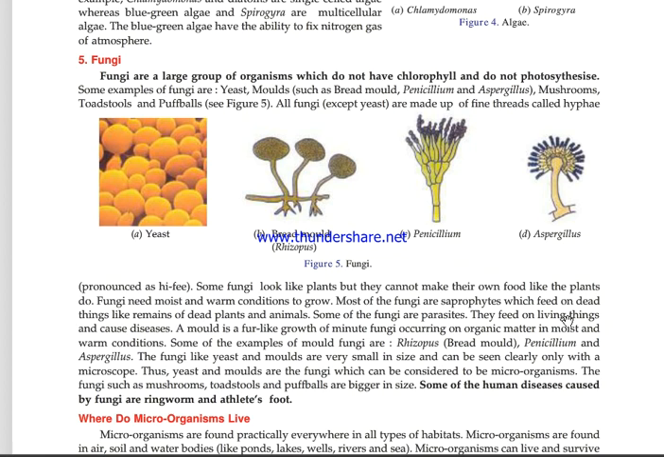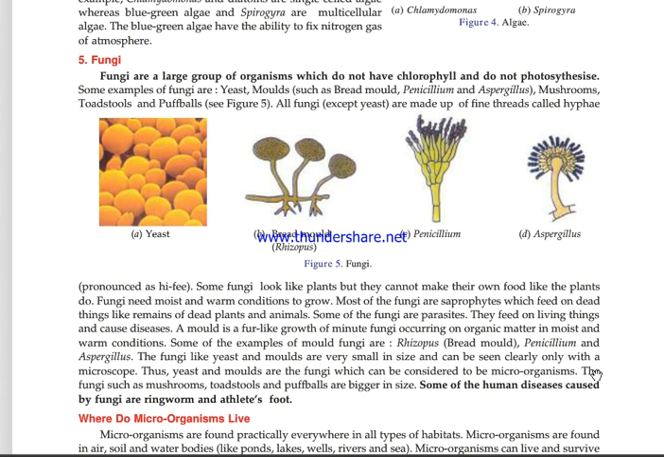And some of the fungi perform parasitic nutrition. They feed on living things and cause diseases. A mold is a fur-like growth of minute, meaning very small, fungi occurring on organic matter in moist and warm conditions. Some of the mold fungi are Rhizopus, Penicillium, Aspergillus. Some of the common diseases caused by fungi are ringworm and athlete's foot.